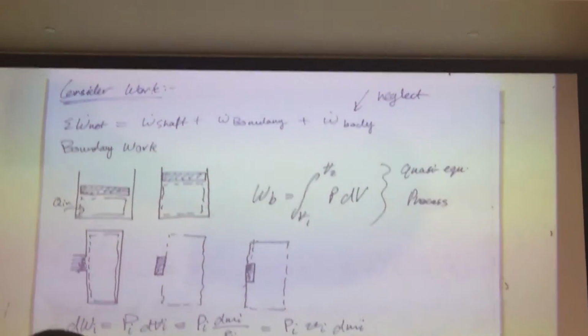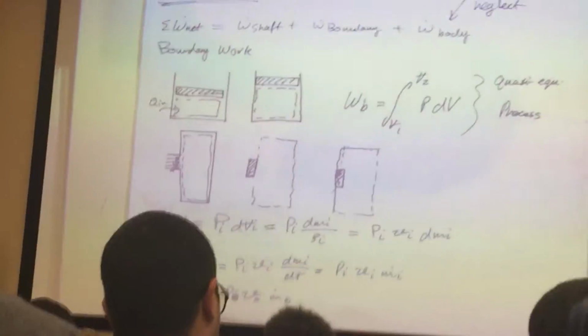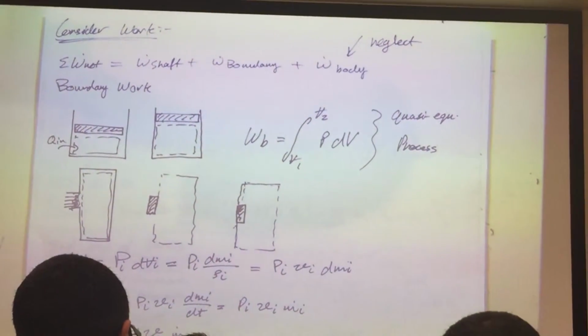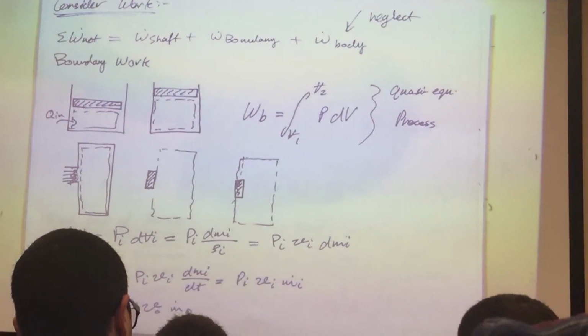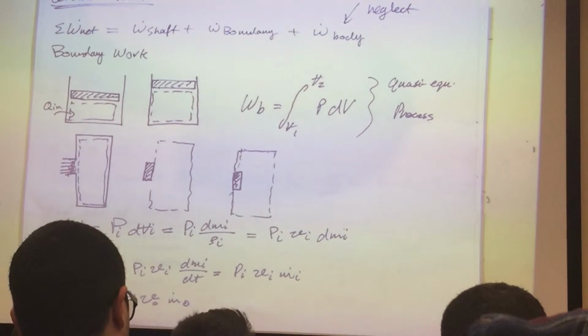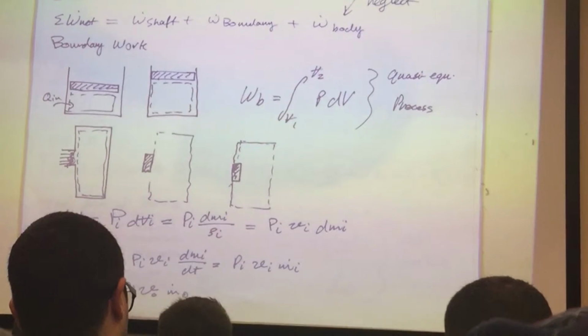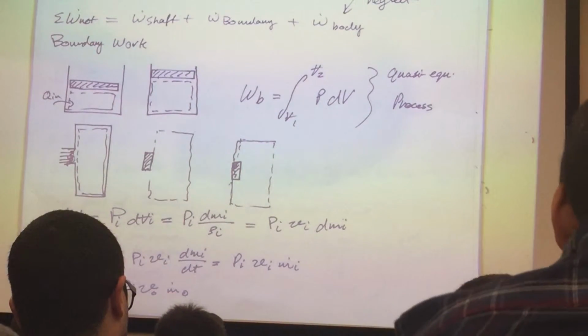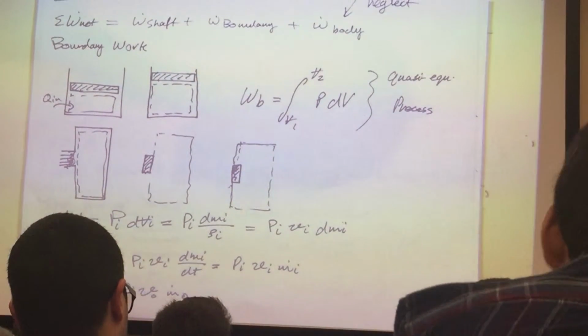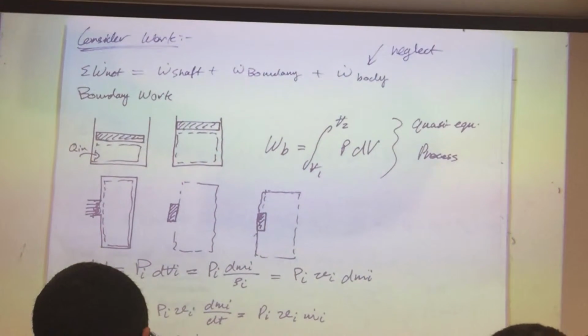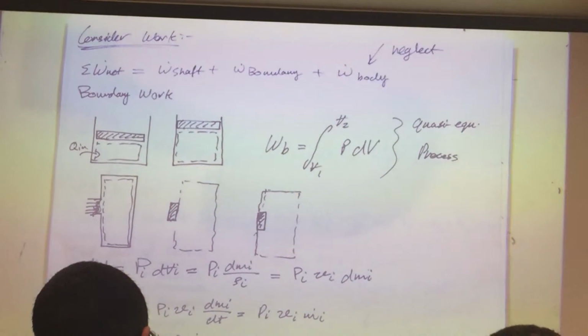Now we said work. If we think of a propulsion system, there are three types of work that I have to deal with: shaft work, boundary work, and body work. Since body work is negligible at this stage, we'll neglect it. We'll focus on shaft work and boundary work. Shaft work is primarily if I have a gas-driven engine. So think hypothetically now of an engine.